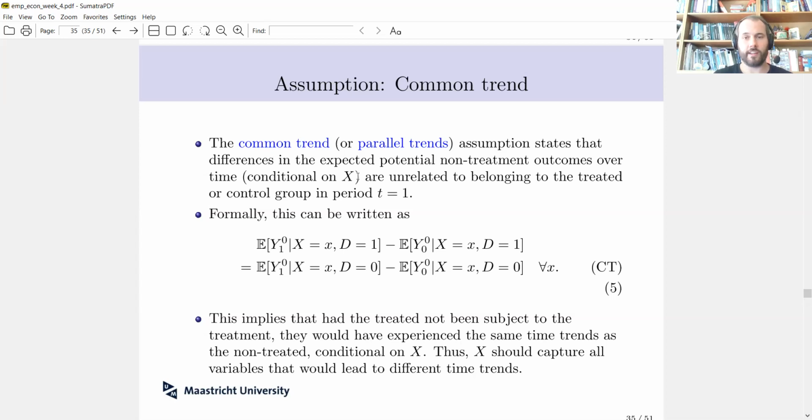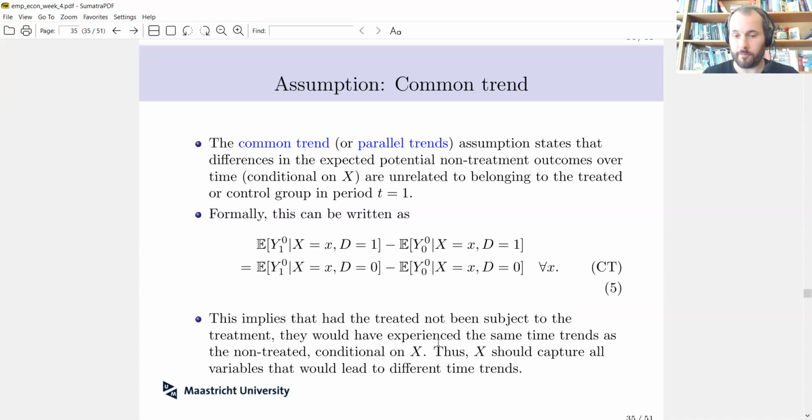And this would violate the parallel trends assumption, because then you would attribute this higher potential in the treatment group for benefiting from economic growth to the treatment itself, and this would give you bias. So the common trends assumption is really what you need.